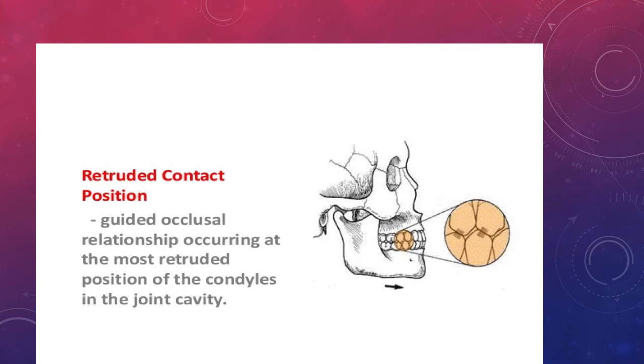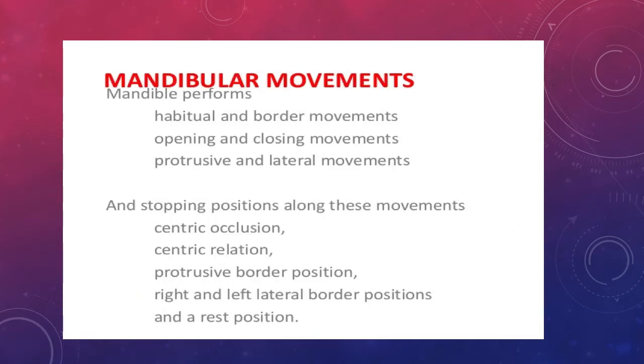Retruded contact position: the guided occlusal relationship occurring at the most retruded position of the condyles in the joint. Mandibular movements: the mandible performs habitual and border movements, opening and closing movements, protrusive and lateral movements, and stopping positions along these movements: centric occlusion, centric relation, protrusive border positions, right and left lateral border positions, and rest position.